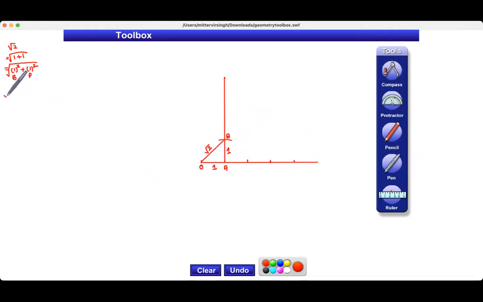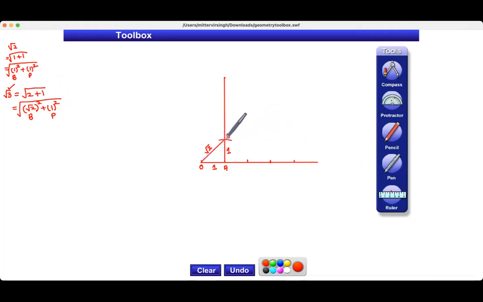Now the square root of 3, how to represent it? Now the square root of 3, I can write it as the square root of 2 plus 1. 2 plus 1 is 3. Now 2 is the square of the square root of 2, and 1 is the square of 1 itself. It means if I construct a right angle triangle whose base is the square root of 2 and perpendicular is 1, then its hypotenuse will be equal to root 3 in length.